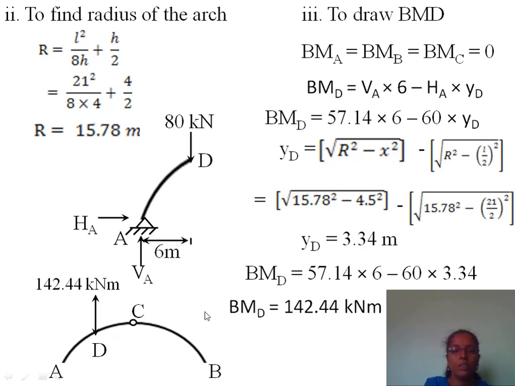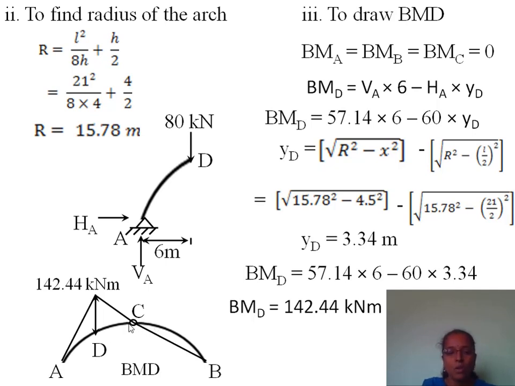Now we will join with straight lines. Because it is subjected to point load, the variation is linear. Mark it from 0 to 142.44, and then from D to C, because bending moment at C is 0. From 142.44 to 0, and then join from C to B. So this is the bending moment diagram. This is the positive bending moment diagram and this one is the negative. From the diagram you can see that negative bending moment occurs in between the BC region.